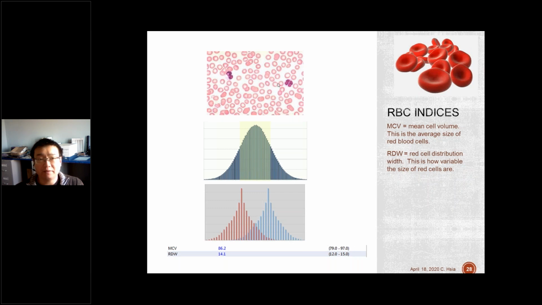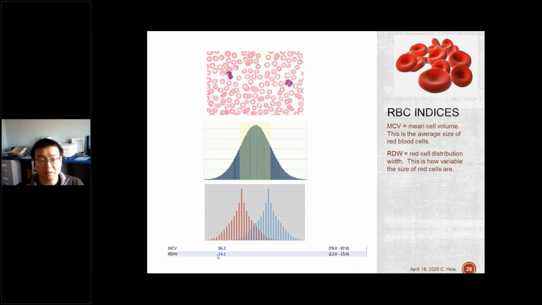But if you have red cells that are small on the one hand and red cells that are large, then if you plot it out, there might be two different peaks for the sizes of your red blood cells. And the distribution, that means the variability of the red blood cells, might be wider. There are cells that are much smaller here, and there are cells that are much larger here. So the distribution is wider.